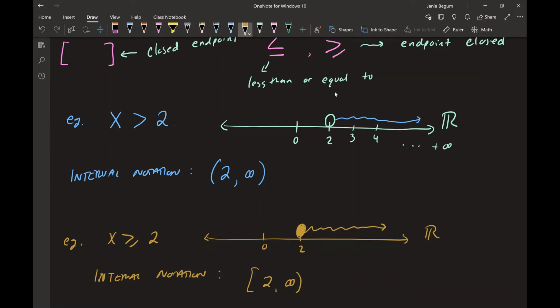The only time you use bracket is when you're looking at a specific number. Like here, we're looking at 2. So x is greater than or equal to 2. So it'll be 2 bracket, comma, up to infinity, parentheses. So any questions on this?